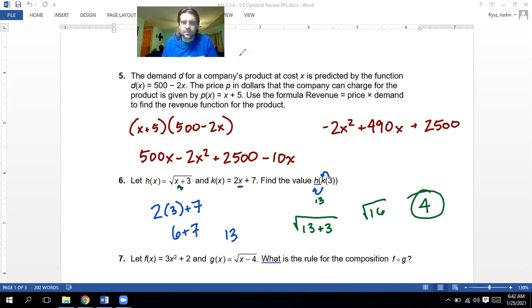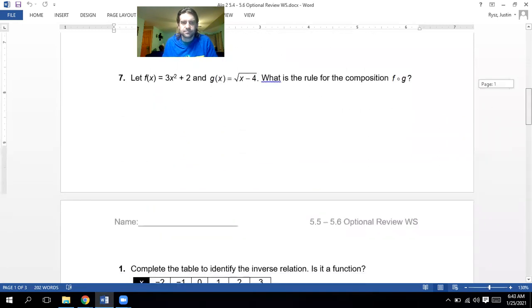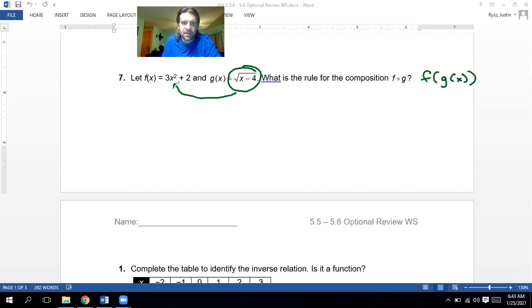All right, next. Move on to problem 7 here. We got f of x is 3x squared plus 2, and g of x is radical x minus 4. What is the rule for the composition of f of g? So that means we're going to take g, because remember f of g is f of g of x. We're going to take this equation and plug it into that one there, which isn't too bad.